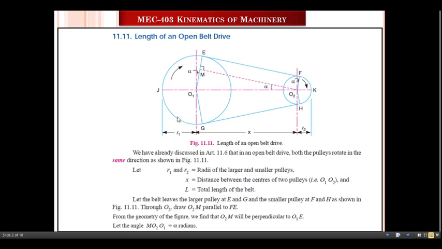For that, let the belt leave the larger pulley at E and G, and the smaller pulley at points F and H, as shown in this figure. Here is the O2 point. Through O2, draw O2M parallel to EF.